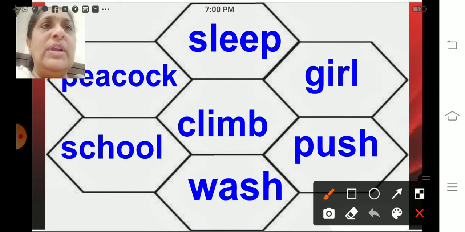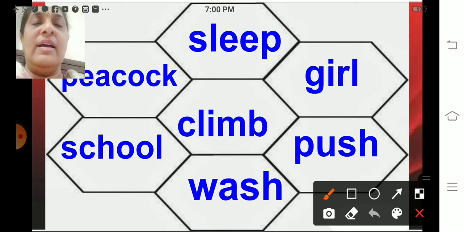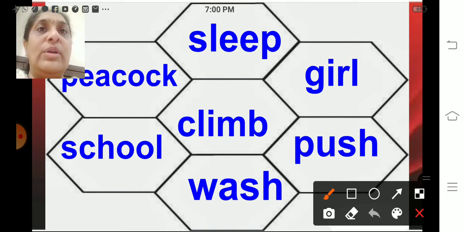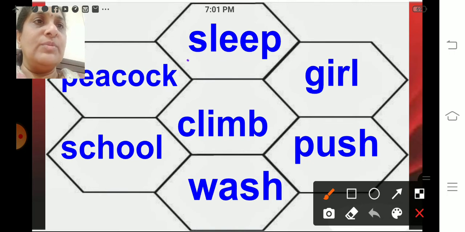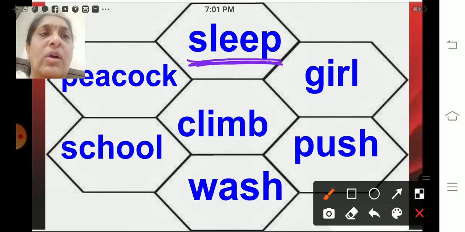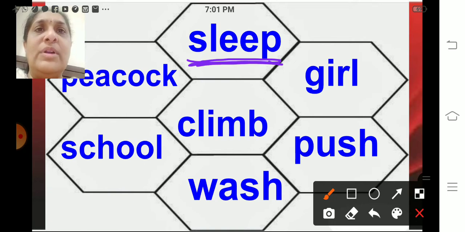See the first word, sleep. Tell me, is sleep an action word or a noun? It's an action word, so underline it. Very good. Girl, is it a noun or an action word? It's a noun. So what will you do? Circle it.